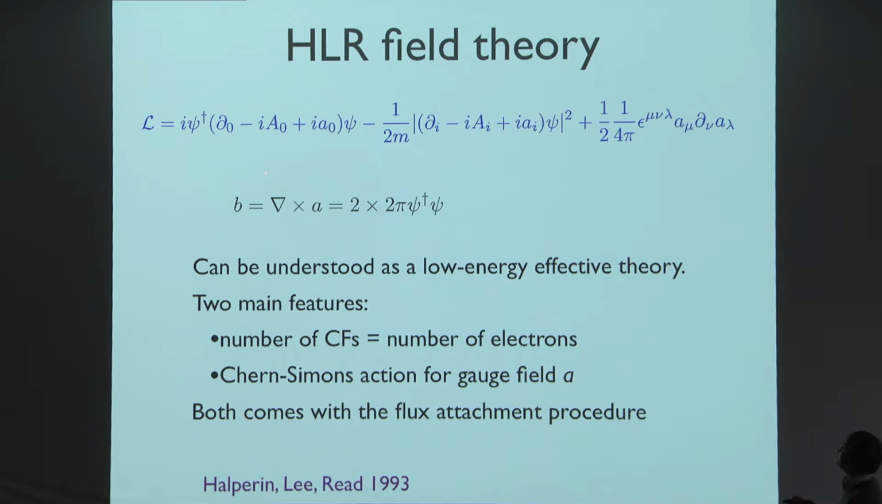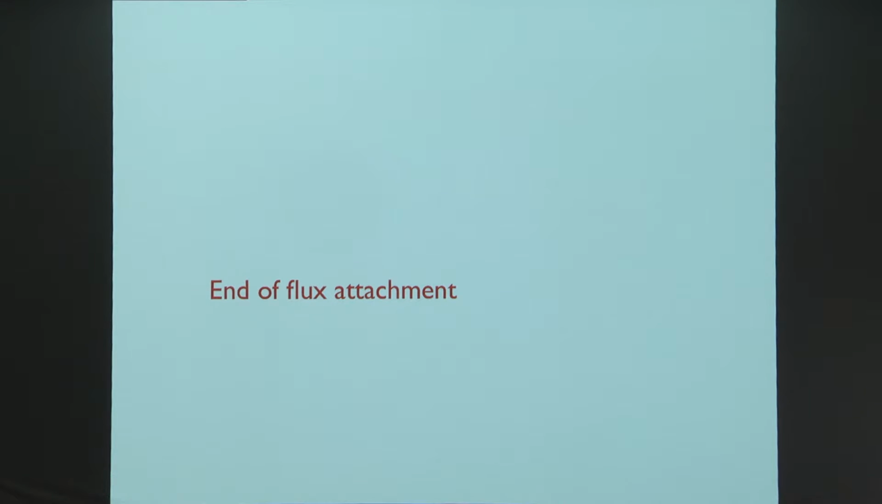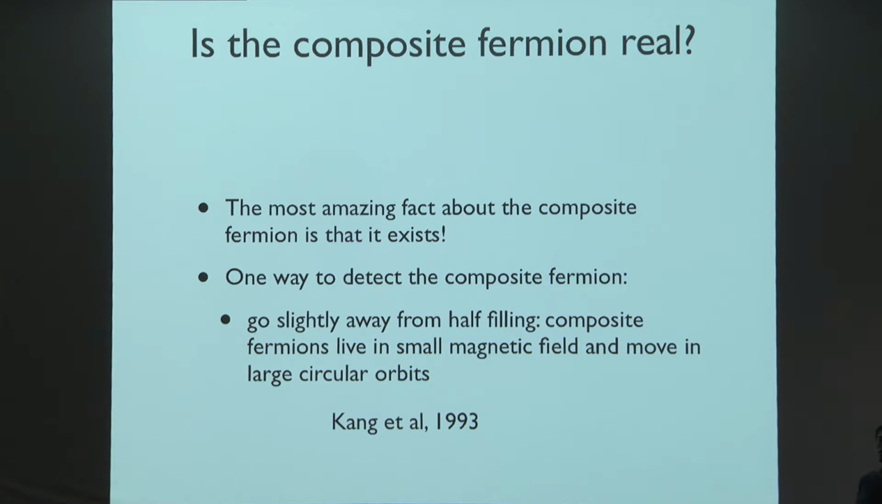For example, if I write down one equation of motion that follows from the Lagrangian by differentiating the action with respect to a0, I get a relationship between the magnetic field small b and the density of the composite fermion, which embodies the idea of flux attachment. So this is the end of the standard textbook description of flux attachment. But the most amazing thing about the notion of the composite fermion is that the composite fermion is actually an object that exists in the real world. It's not a mathematical construct.